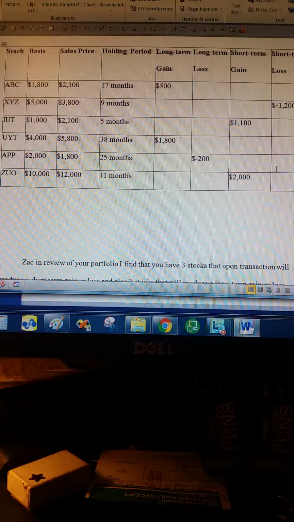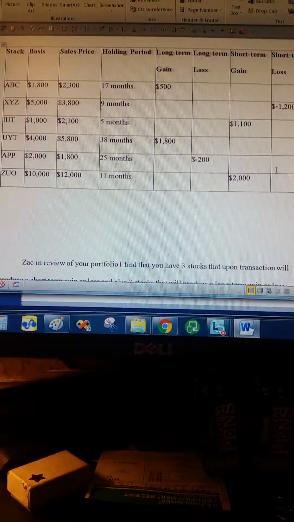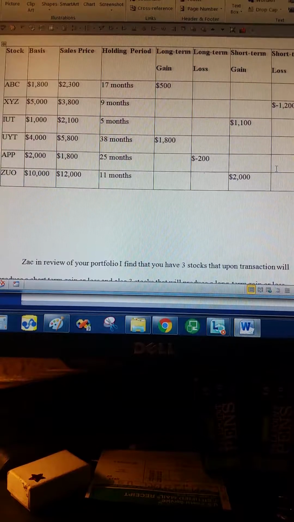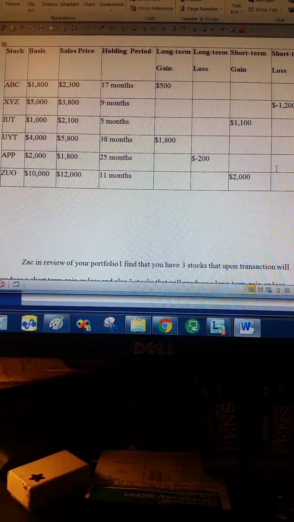APP would have a loss of $200 at the long-term capital tax rate. ABC would have a gain of $500 at the long-term capital tax rate, and UIT would have a gain of $1,800 at the long-term capital tax rate.